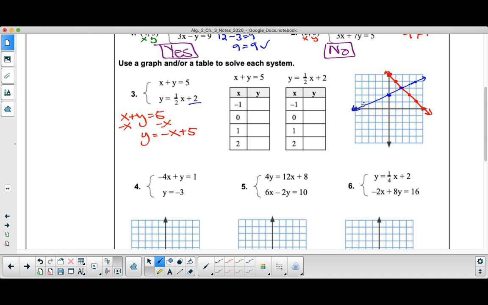Now, the solution to our system is where those two lines intersect. Those two lines intersect here at that point. So the solution is whatever that coordinate point is. That point is at (2, 3). So our solution here is going to be (2, 3).